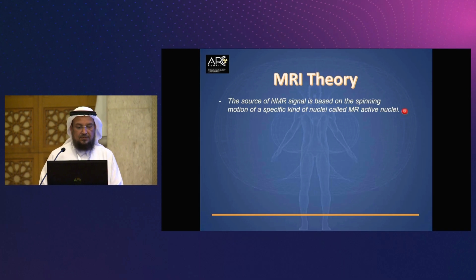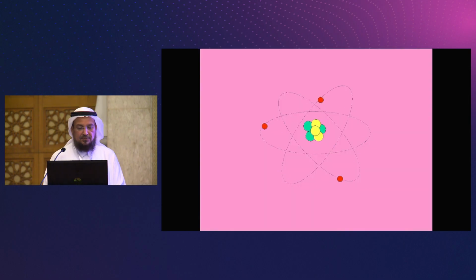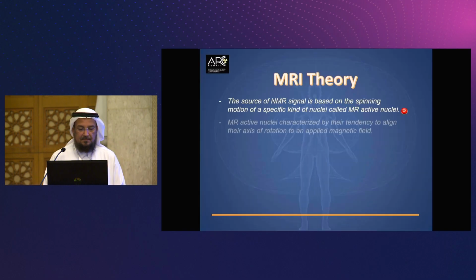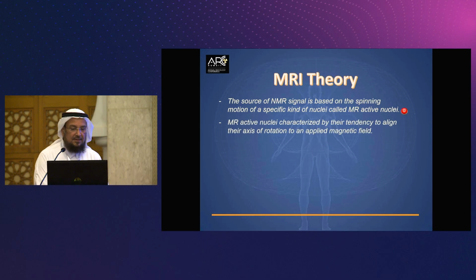As we all know, the source of the MR is a spinning motion of a specific kind of nuclei. They are called MR protons, MR-active nuclei. As we can see, the nucleus itself is orbiting about its own axis, and also the electron is spinning around the nucleus. Our MR signal is generated through those protons, which are in the nucleus. MR-active nuclei are characterized by their tendency to align their axis of rotation with the applied field.